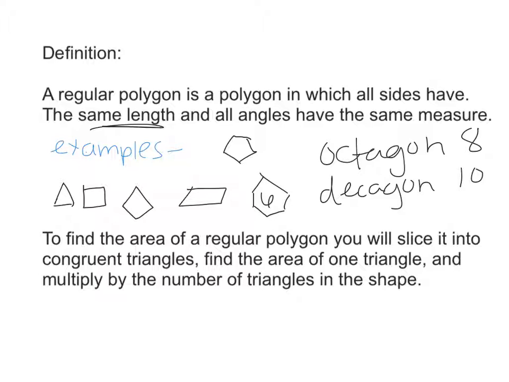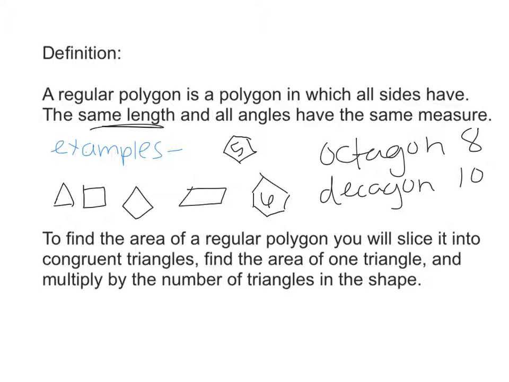This one is 6. That's a hexagon. And a pentagon is 5. Okay, so those are some different examples. Now, you'll sometimes be asked to find the area of a polygon like a pentagon or an octagon. I'm going to show you how to do that today.